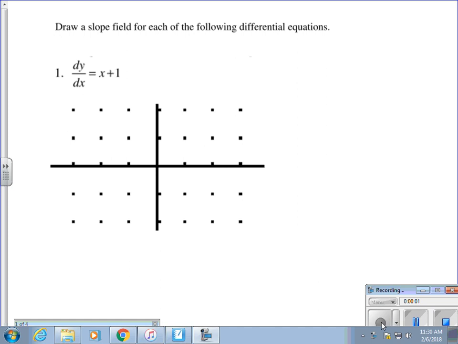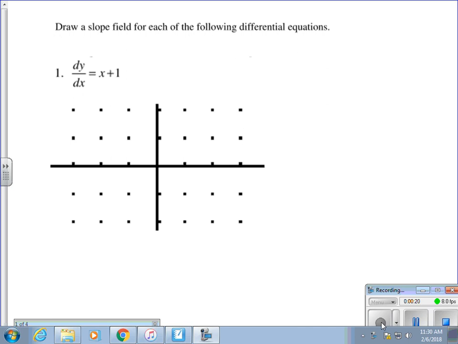To help you understand slope fields, what they are, how to do them, how they work. That's what this worksheet's about. What we're going to do is do a few of these problems together to help you understand how to do them and what they are. And I did talk about them briefly the other day.